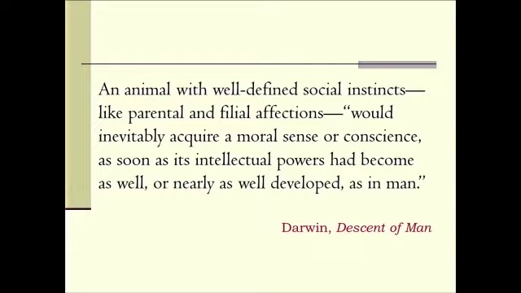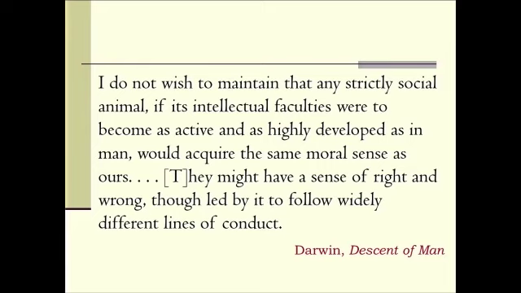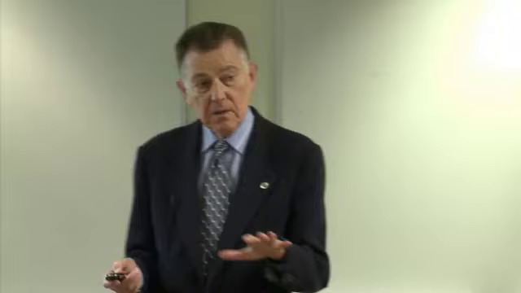We, by necessity, evaluate our actions in terms of the consequences they have for others. And then, with even more interpretation on my part, another text: "I do not wish to maintain that any strictly social animal, if its intellectual faculties were to become as active and as highly developed as in man, would acquire the same moral sense as ours. They might have a sense of right and wrong, though led by it to follow widely different lines of conduct." I should make an observation, which is probably obvious to you: Darwin didn't write that with a Spanish accent. I had the accent for color.